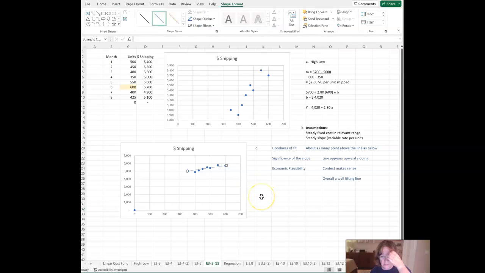Okay, that's not so bad, is it? We've got about as many points above the line as below. All right, so that's good. These two are right on the line, and these two are above, and those two are below. The line appears to be upward sloping. I don't know how significant it is, but at least it's upward sloping, and the context makes sense. All right, that shipping.